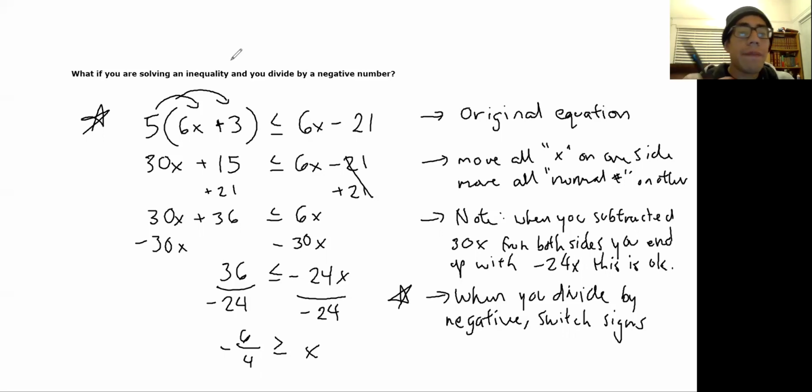We have 5 times, in parentheses, 6x plus 3, close parentheses, is less than or equal to 6x minus 21.